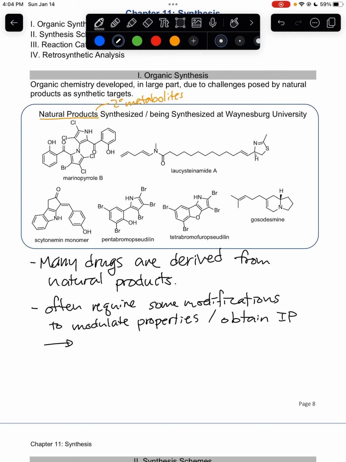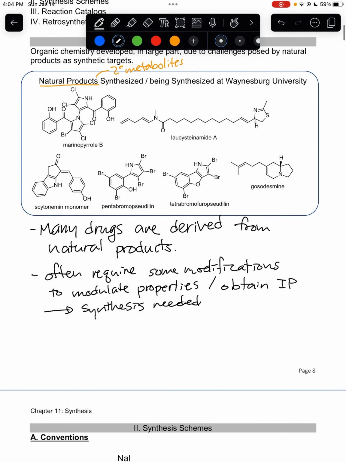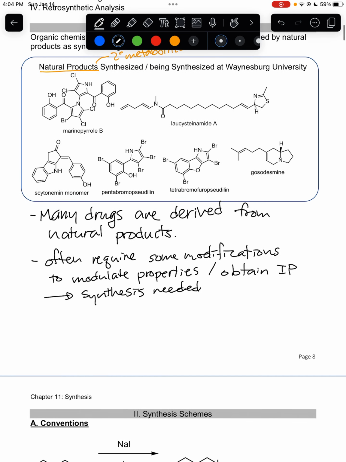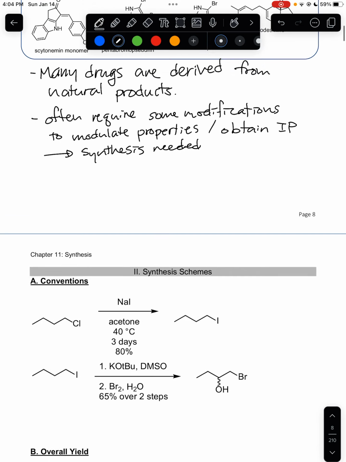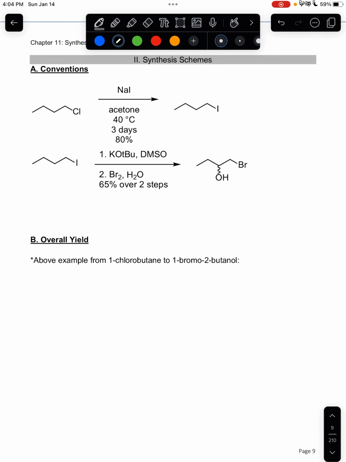And the only way to be able to modify these usually is through making them. So making slightly different versions of these molecules. So synthesis is needed. We need to be able to come up with a strategy to make these molecules. Now, how do synthetic chemists come up with a synthesis for these complex molecules? Well, that's sort of what we want to learn.